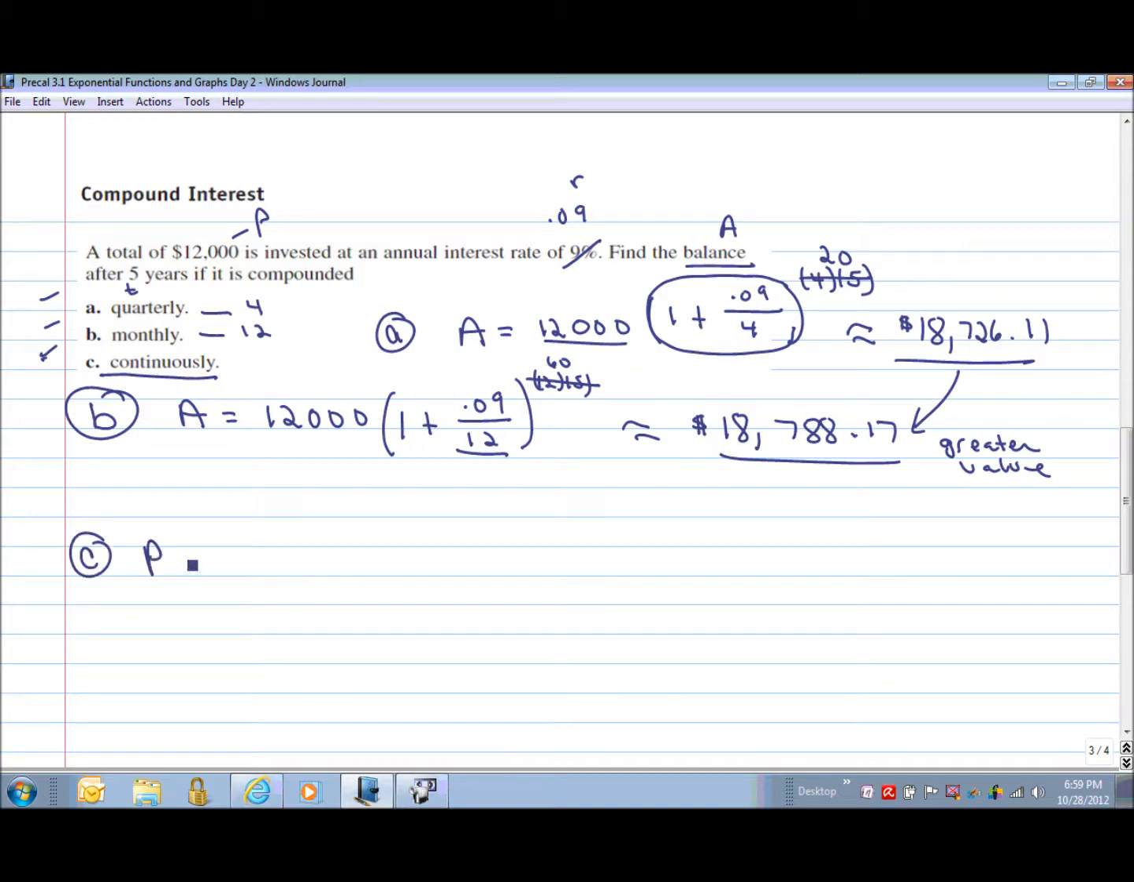So that's A equals P e to the rt power. And so again, we want to know the A value. Our principal is still 12,000, except we're going to use base e instead, and we're going to have the rate, which is 0.09 times 5.